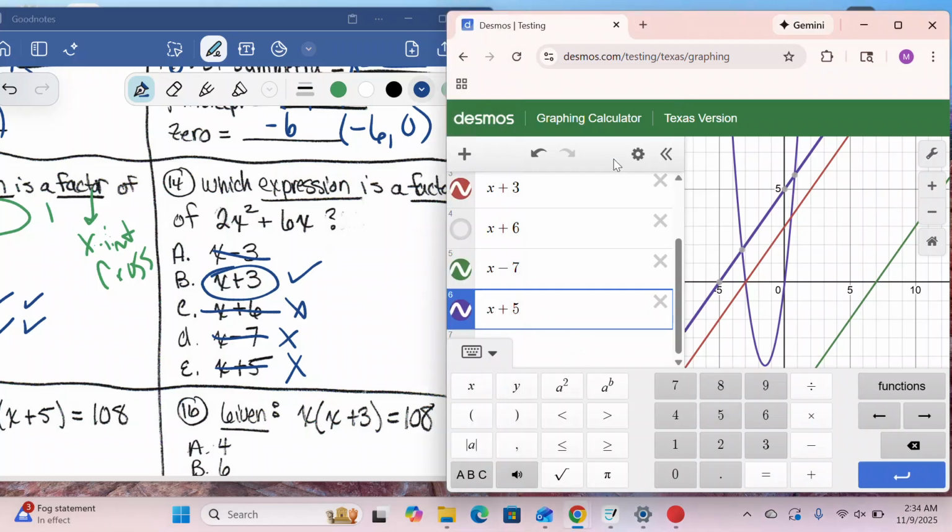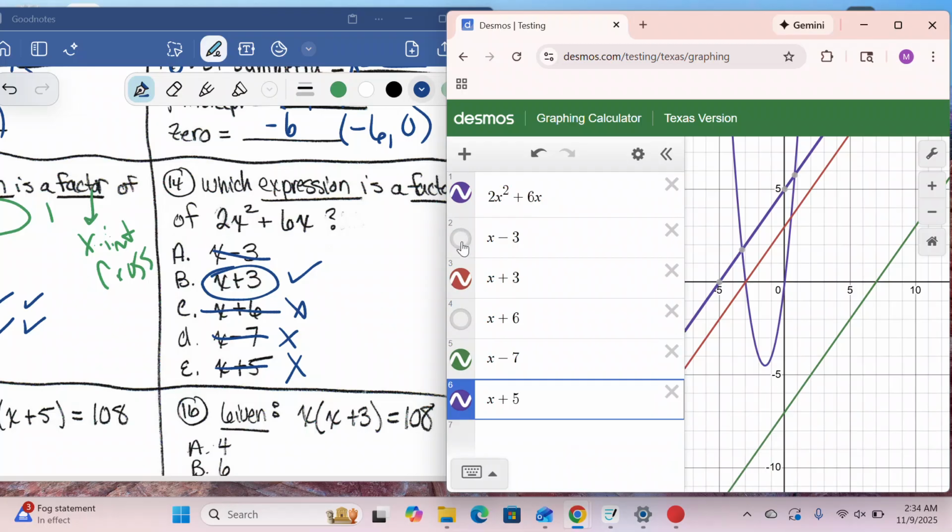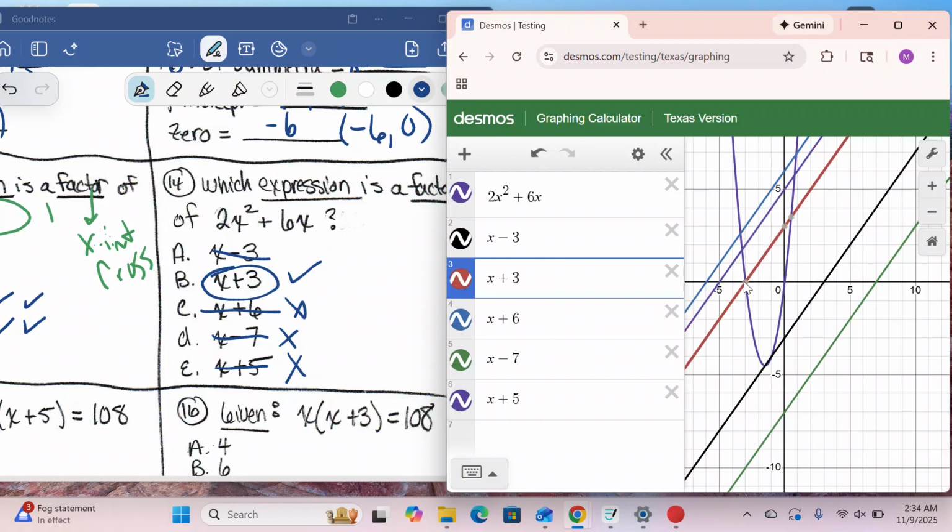If I want to double check every single one of them, all I have to do is click on Desmos. I can highlight that one and make it visible, and I can highlight that one and make it visible. The only one that goes through one of my x-intercepts of my U-shape is this one, which is negative 3, 0, which is x plus 3, the red one, and that is our answer. So hopefully that helped you on factors.